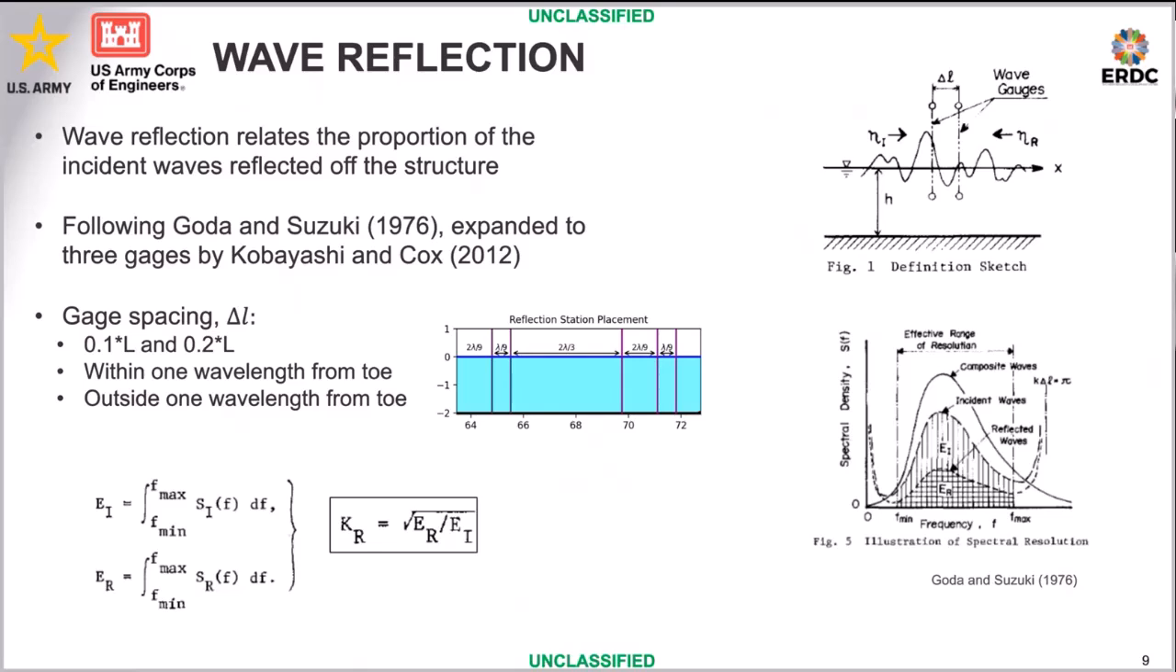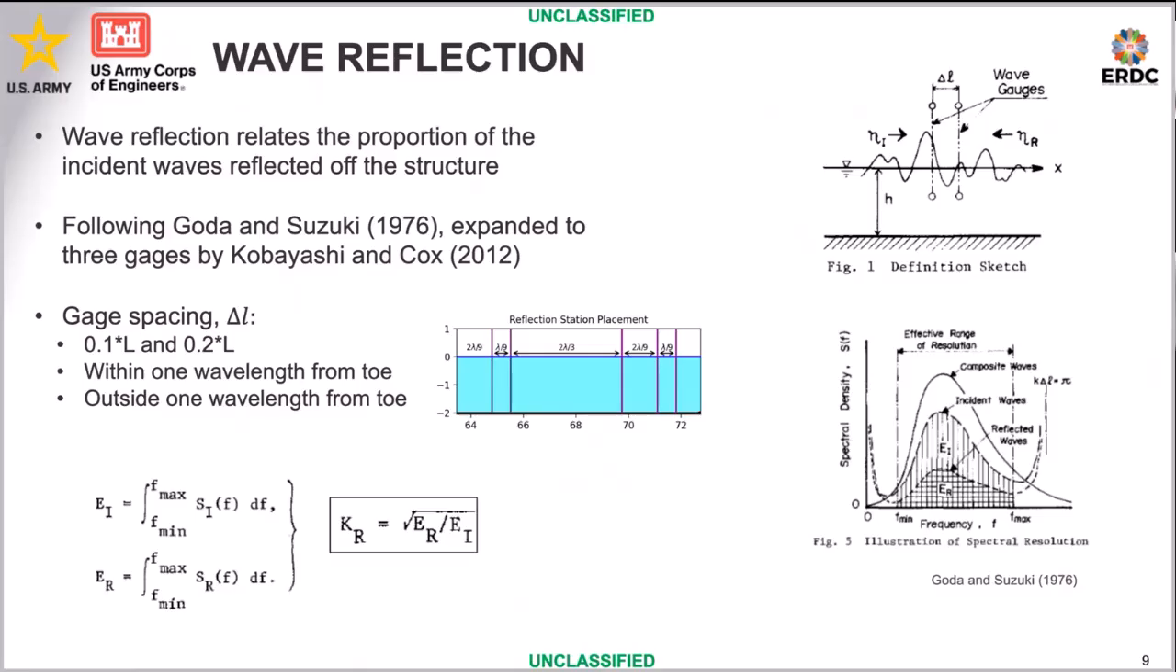And talking with the Storm Sim team, mainly Abby and Jeff from our Storm Sim team, or CHS team, expanding that analysis, it was expanded to 3 gauges by Kobayashi and Cox, and so we followed their recommendation. And per that paper, per Goda and Suzuki, they recommend a spacing of at least 1/10 of a wavelength. So that's what we did.